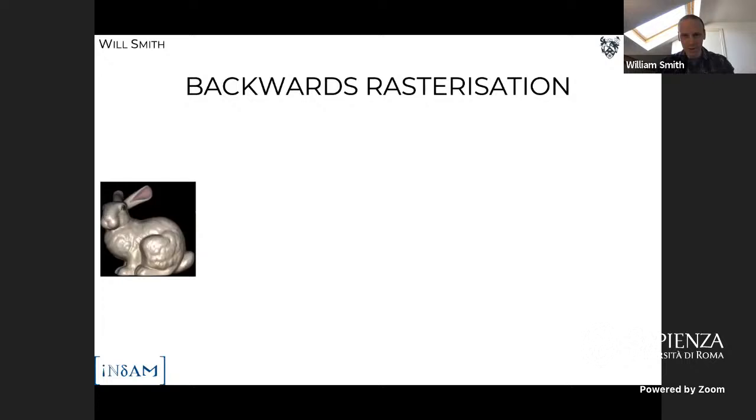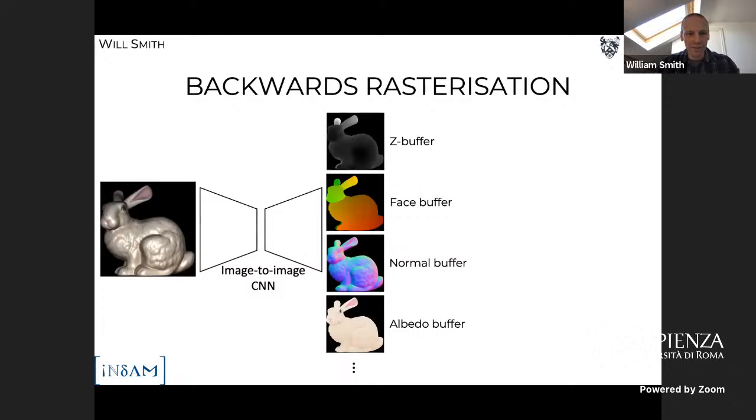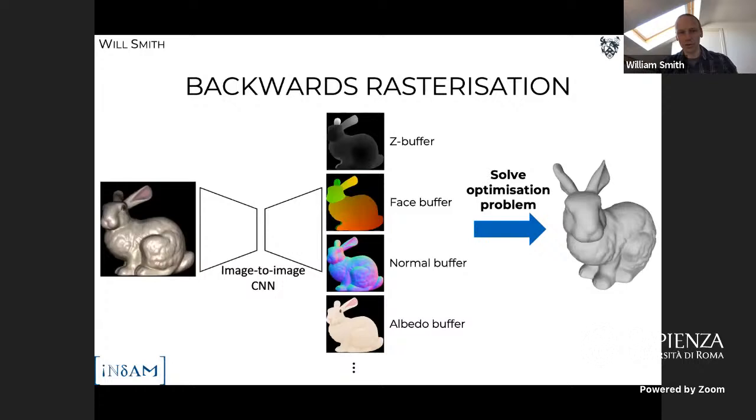So we have an input image, we have an image-to-image CNN, and that's going to learn to predict this set of buffers. But we're going to choose the buffers in such a way that we can design an easier optimization problem to recover the model. So that would be geometry, maybe texture, and so on. Obviously, we need to know something about the model for this not to be completely ill-posed. So we're going to restrict ourselves to a 3D morphable model. And actually, the most important buffer that we're estimating here, I've called it a face buffer, but really this is a correspondence between pixels and your model. So somehow you're encoding for every pixel the point that corresponds to on your model.